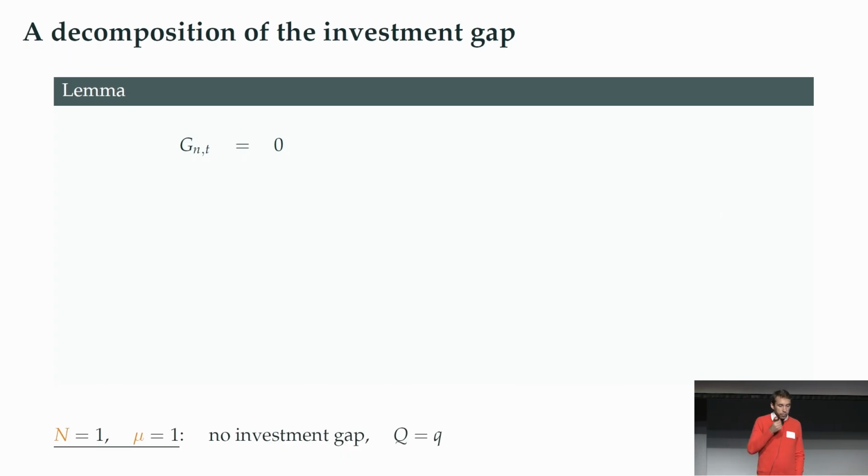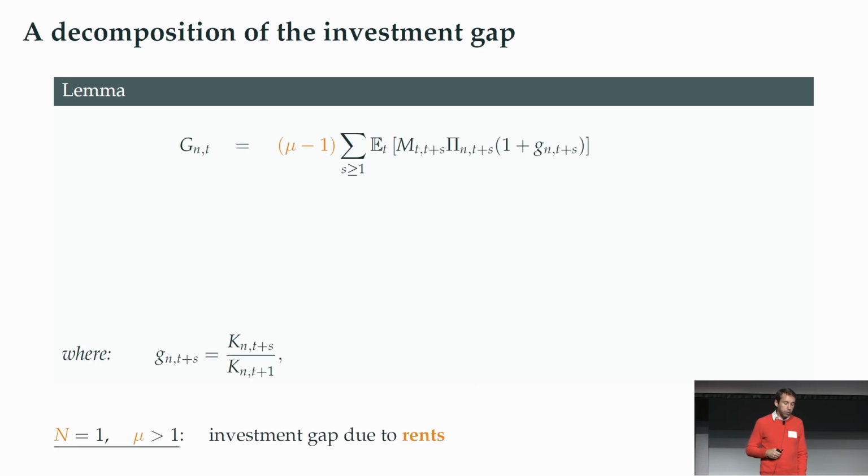Okay, so what can we say about this gap in the model? A very simple benchmark is, imagine the firm has just physical assets and it's perfectly competitive. In that case, the gap is just 0. Now imagine that the firm still operates just physical assets but has some degree of market power. In that case, the gap is positive and it's essentially equal to the present value of net flow rents on the stock of capital.